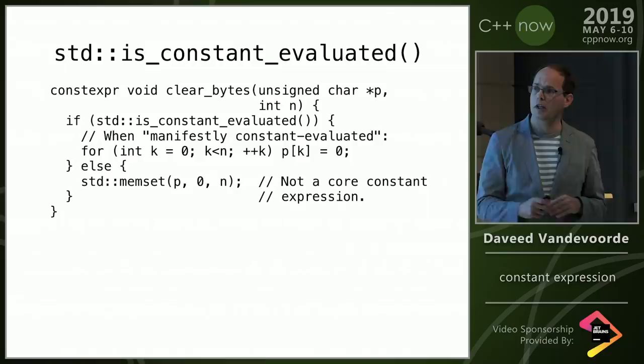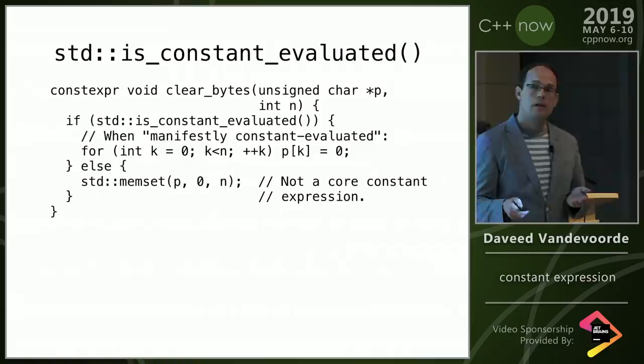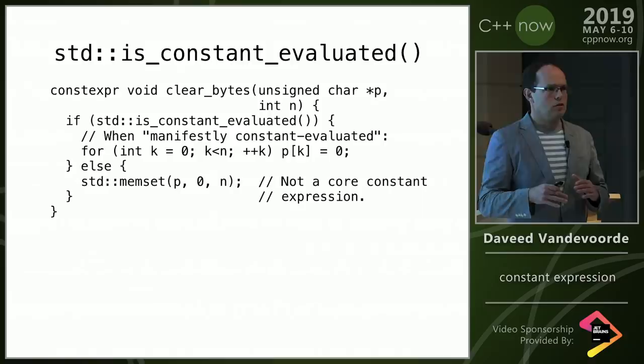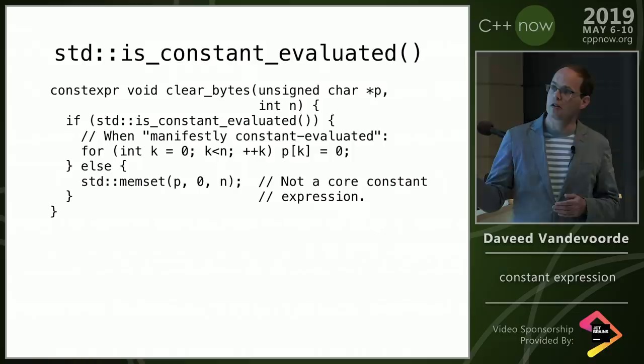The problem is, memset is not a constexpr function. So if you were to only have that as your clear_bytes, this constexpr is actually an error, because there's no way to use it. So what is_constant_evaluated says is, if we're being evaluated in a context where it matters that this is constant, then this is going to be true, and we'll evaluate this very generic loop. But if it's not, for example if we evaluate it at runtime, then this is going to be false, and we'll evaluate the memset call.